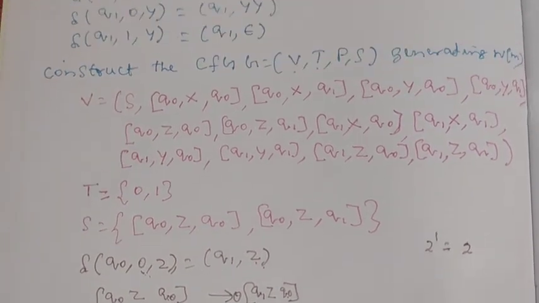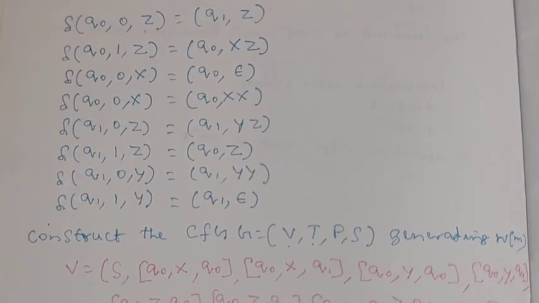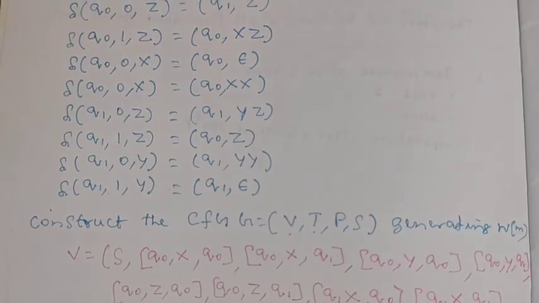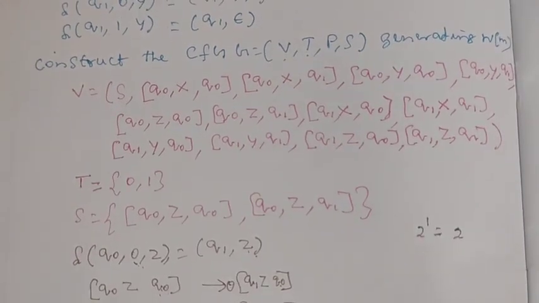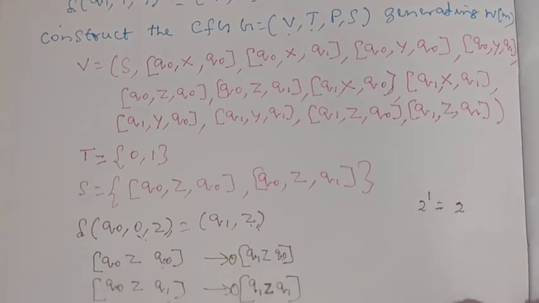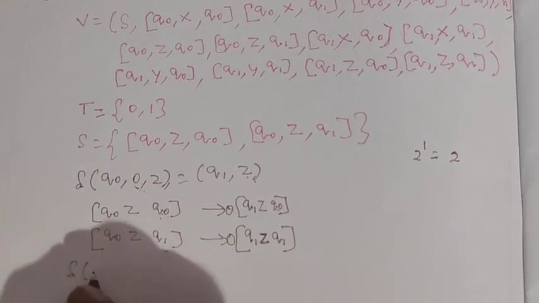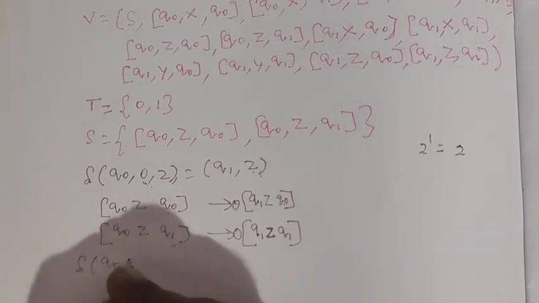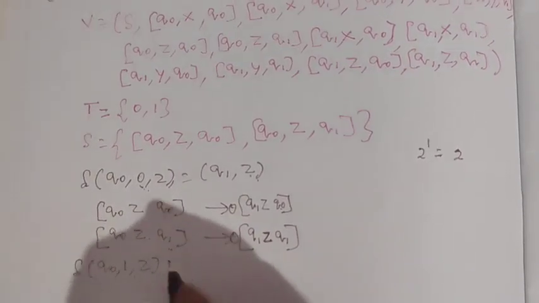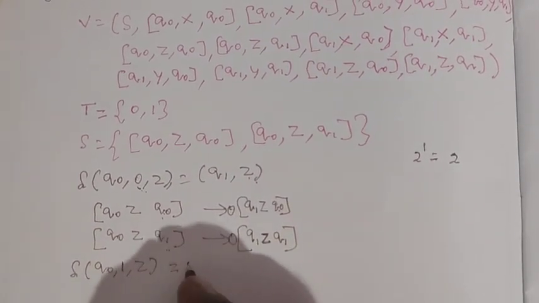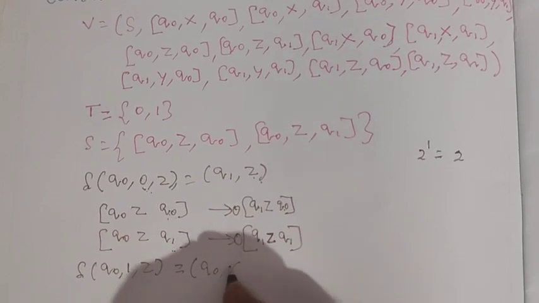Now I will go for the next transition. What is the next transition? The next transition is delta of Q0, 1, Z is equal to Q0, X, Z.